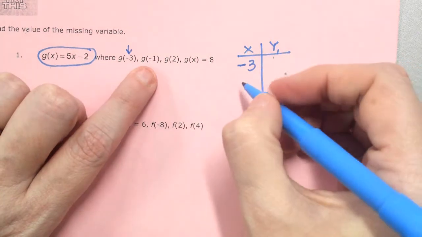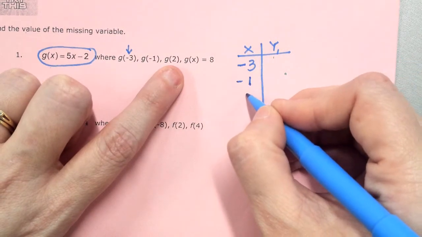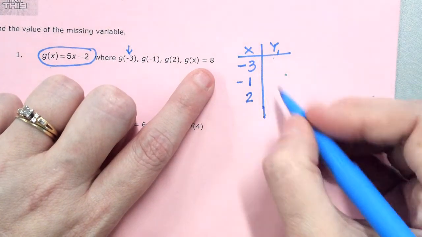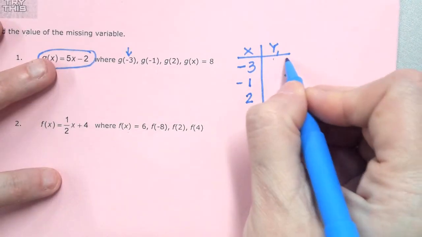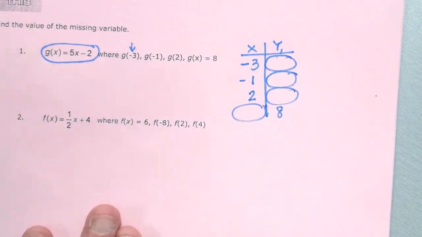What about g of negative 1? Input of negative 1. g of 2. Input of 2. g of x equals 8. Output of 8. Okay, so you see why putting it in the table here kind of helps. So what I'm going to do, just to help me finalize my answer, is put big circles in the stuff I'm looking for.